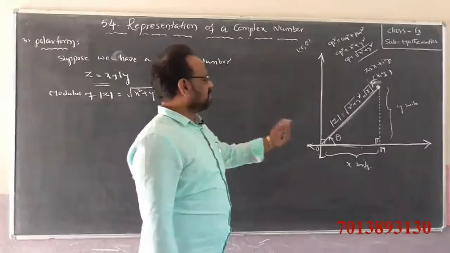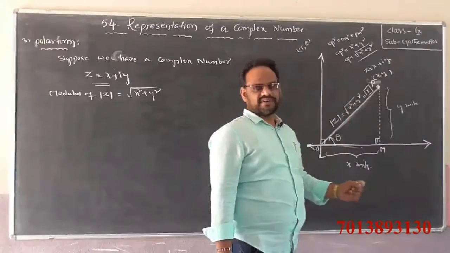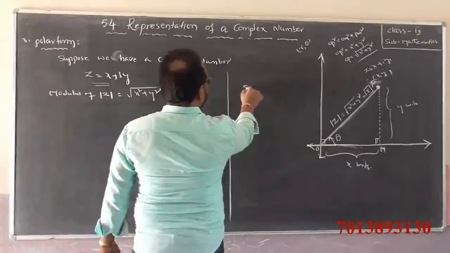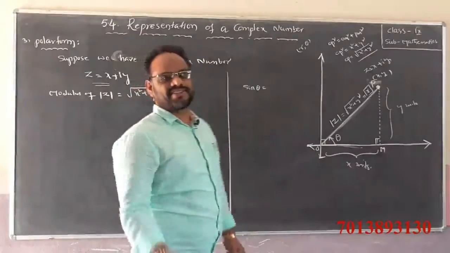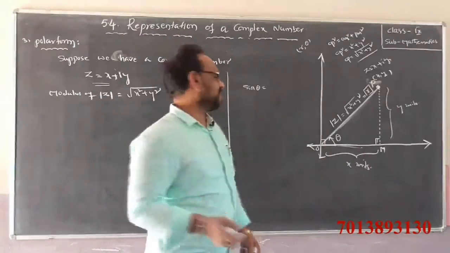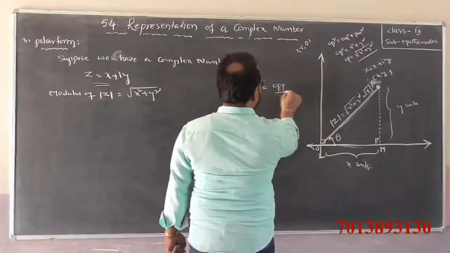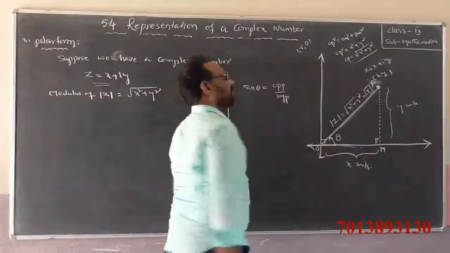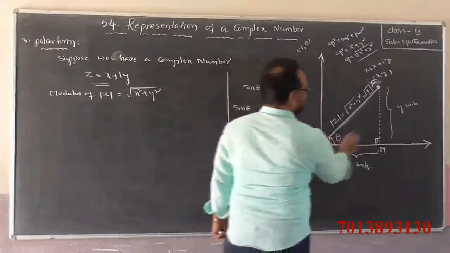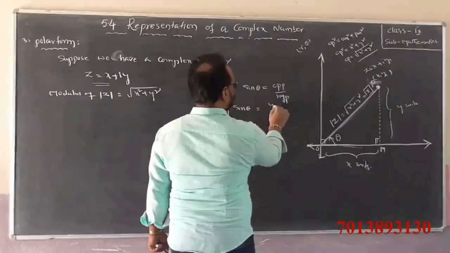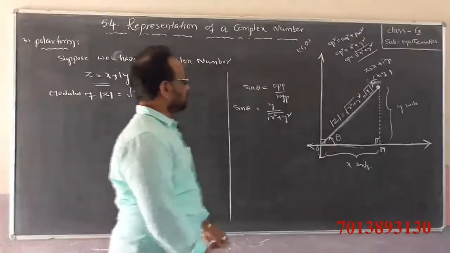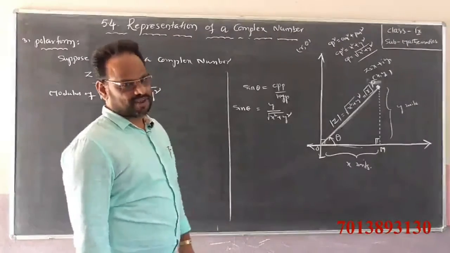Observe here, this is a right angle triangle with hypotenuse the square root of x square plus y square. Here, sine theta is nothing but the opposite side to angle theta by the hypotenuse. So sine theta is equal to y by the hypotenuse, which is the square root of x square plus y square. Sine theta is equal to y by the square root of x square plus y square.